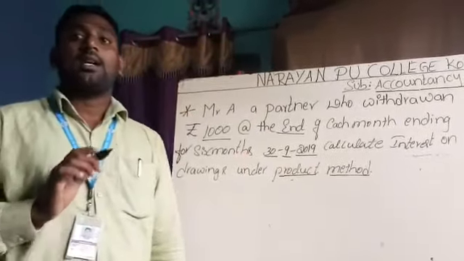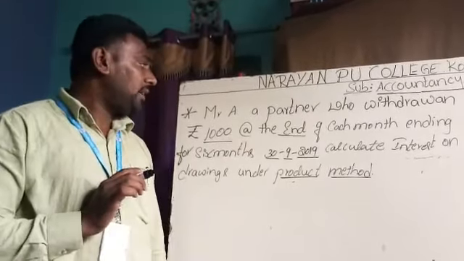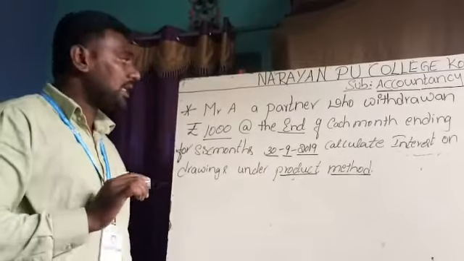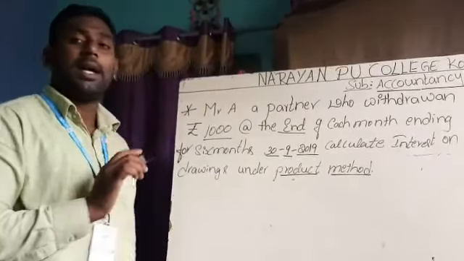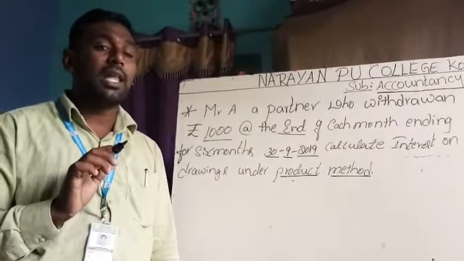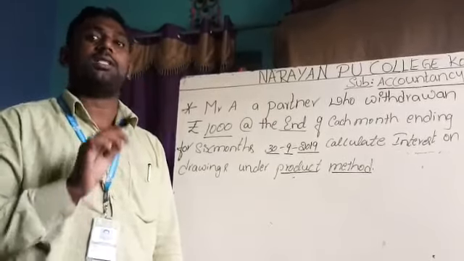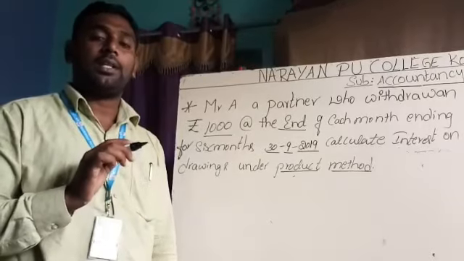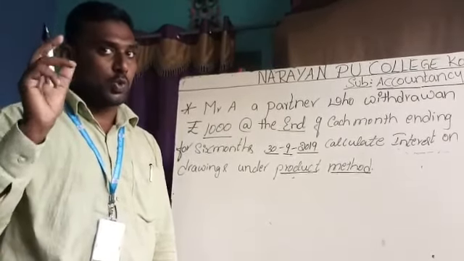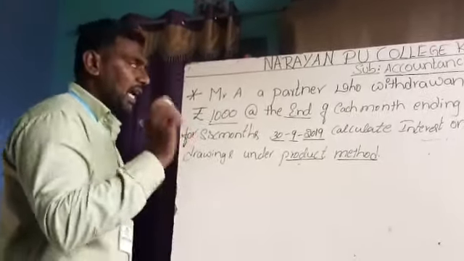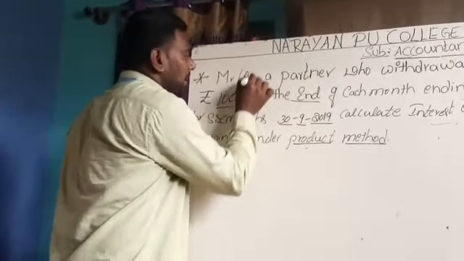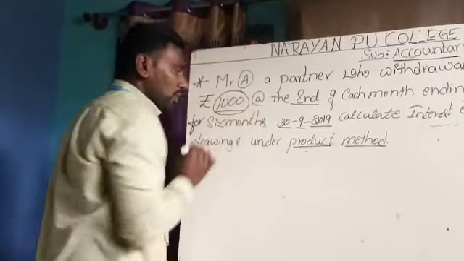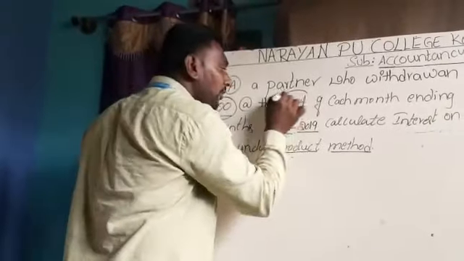In the last class, in the last question, they gave different amounts at the beginning of the month, but in this class the question has twisted to the end of each month. If this kind of change is given, we have to calculate interest on drawings using the two steps only. So first analyze. Mr. A, the partner, withdrew rupees 1000 at the end of every month.